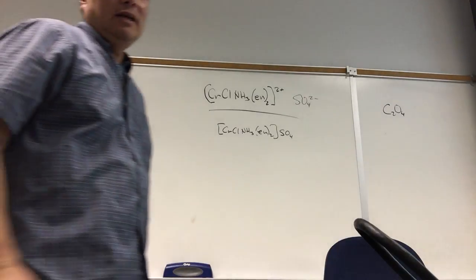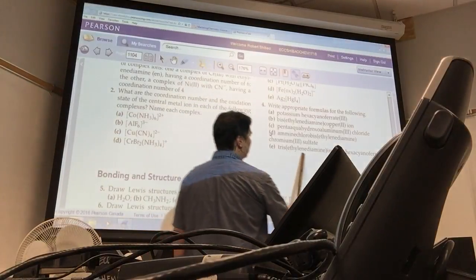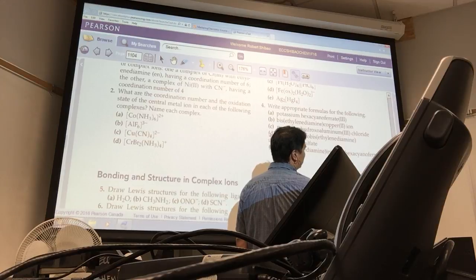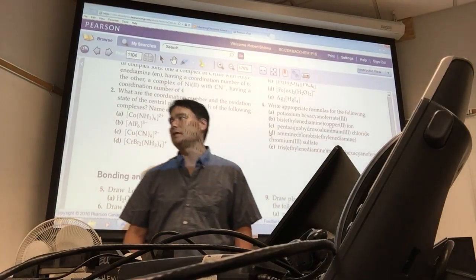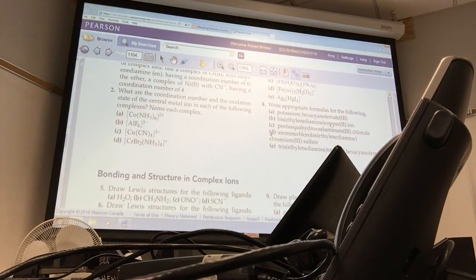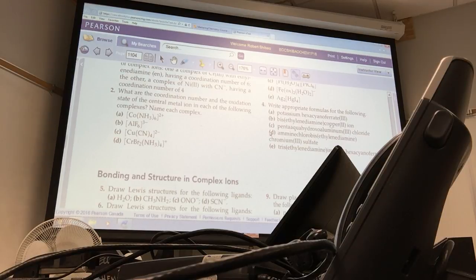All right, 4E is an example of a complex cation and a complex anion. The cation name is tris ethylene diamine iron 3. The anion name is hexacyanoferrate 2. There's a space between the cation and the anion, you can see. So let's go ahead and do 4E here. Let's write the cation first. What's the formula for the cation? Fe(en)3.